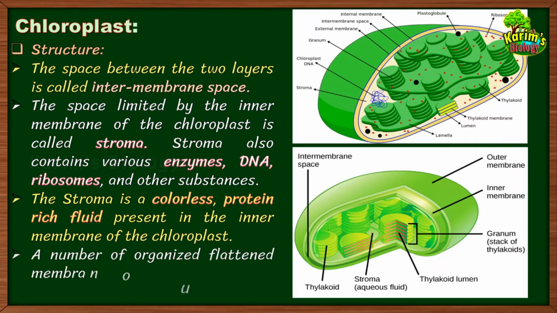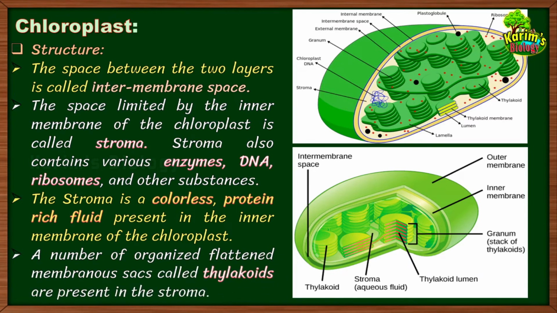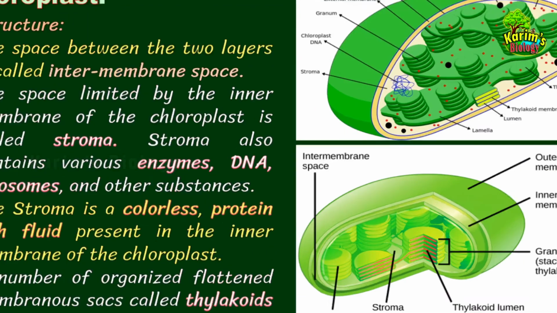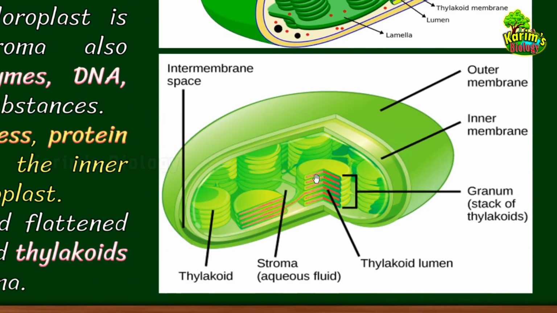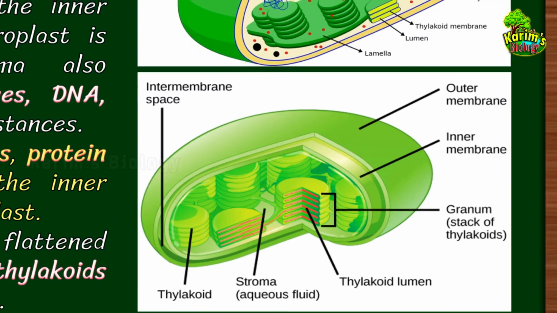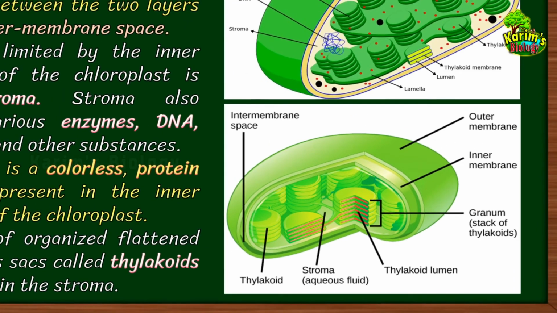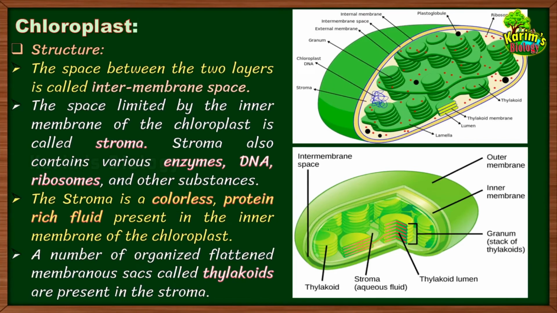There are a number of organized flattened membranous sacs called thylakoids present in the stroma. So in the stroma, there are several sac-like structures. You know, a sac is nothing but a bag-like structure. You can see here, there are several bag-like structures. And how are these sac-like structures? They are flattened. You can see here, there is a sac-like structure. These are called thylakoids, and the thylakoids play a significant role during the process of photosynthesis. We will be discussing that.